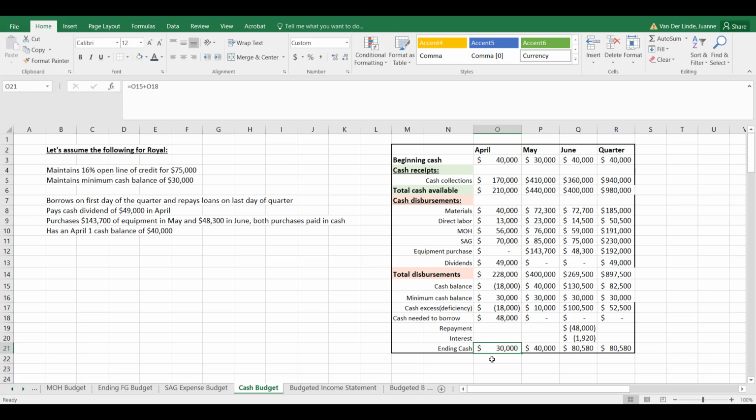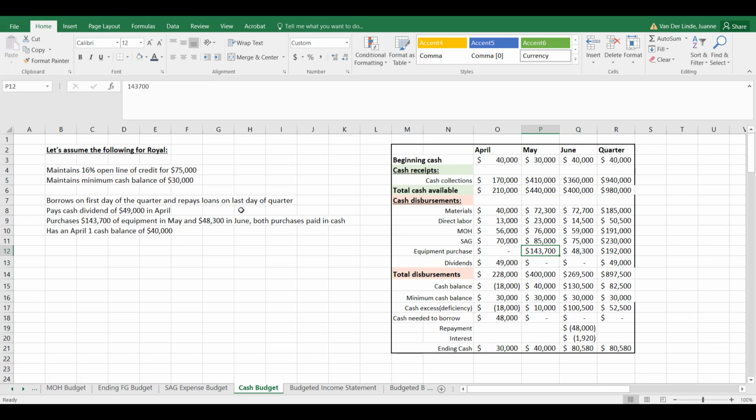In May, we'll do the same thing. Well, the ending cash in April becomes the beginning cash in May. Add in the cash collections from our cash collections computations. So our total cash available for May is $440,000 based on our budgeted figures. Then we add in all these cash disbursements, these cash outflows. We have the materials, direct labor, manufacturing overhead, and SG&A that all came from those various budgets.